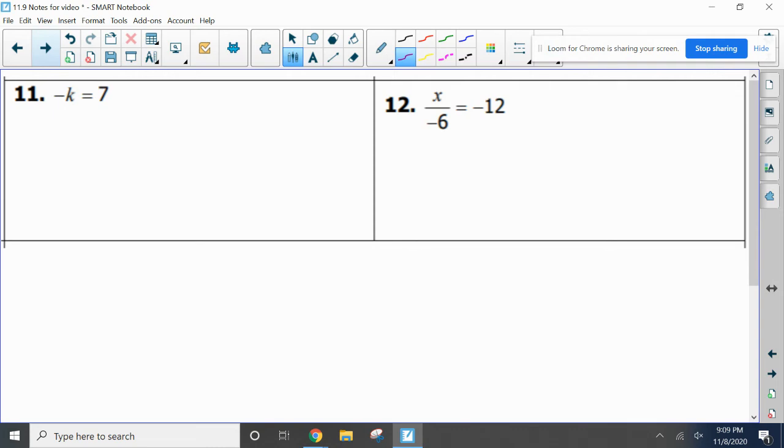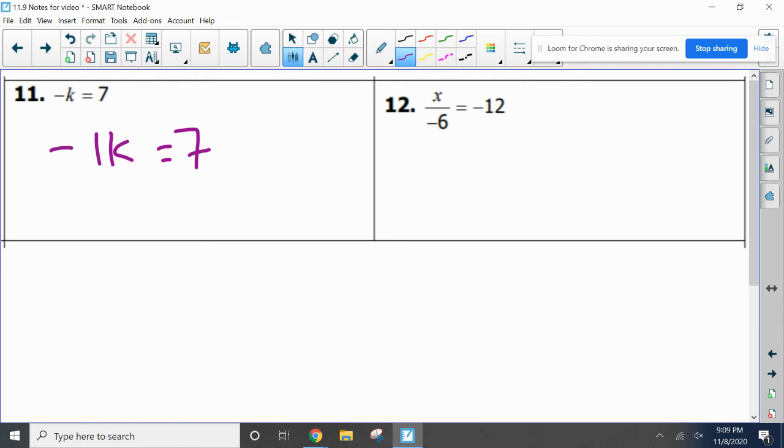Let me give you a hint on this 11. We know there's an assumed 1 here. I want positive k, not negative k. All right, pause it. Work it out now. By now you should have paused it. You're unpausing it. All right.